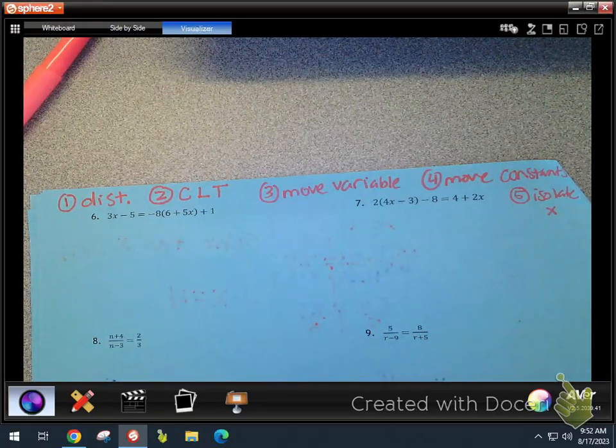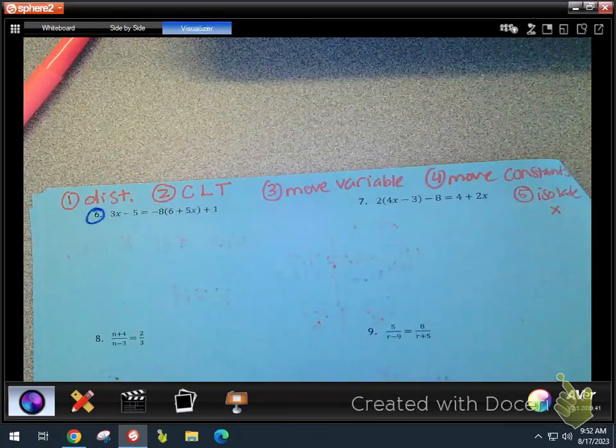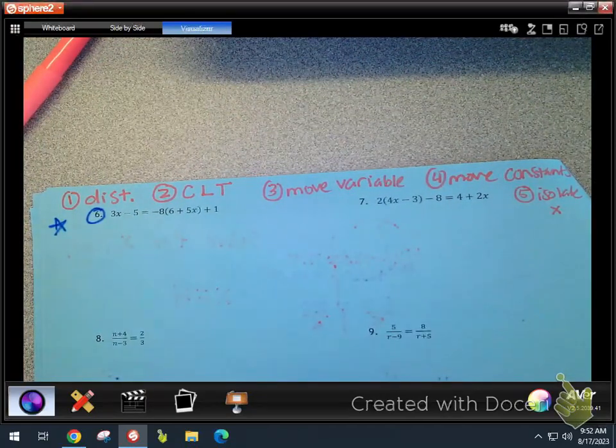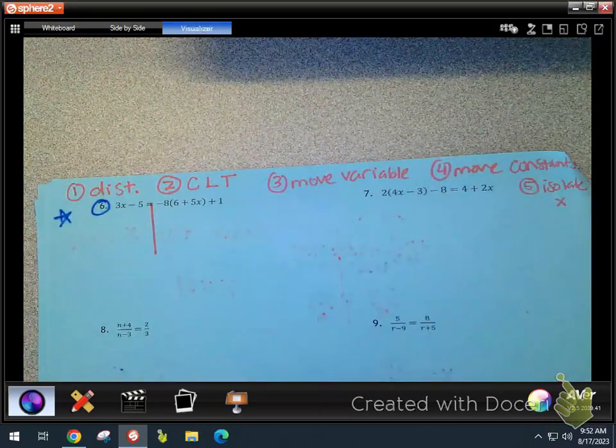Let's talk about number 6. First thing. Okay? I know these look like a lot. It's going to be okay. Star. I like this problem. Draw your line in between at the equal sign. It's the highest level here, guys. Okay? We can do it. We've got all the tools in our toolkit.